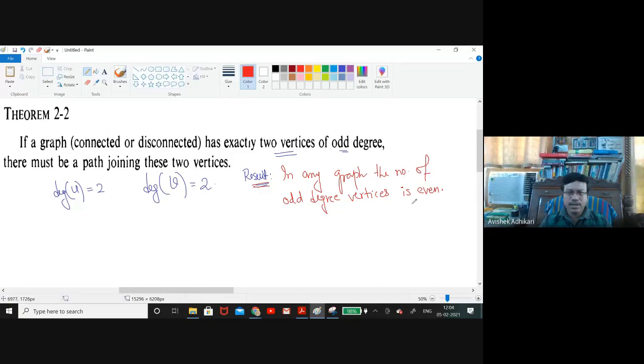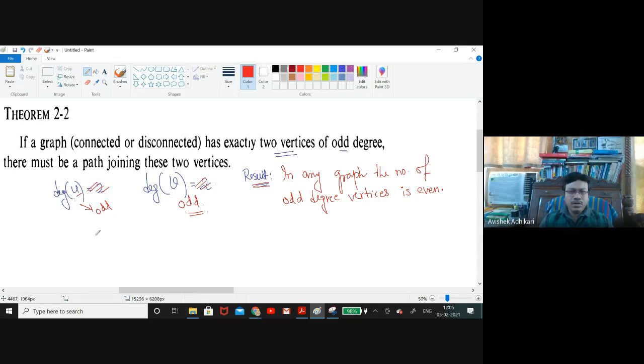What Swapnil explained here is like this. Suppose we assume that there exist exactly two vertices u and v of odd degree. Sorry, I made a mistake earlier. So their degrees are odd, and all the remaining vertices must have even degree.